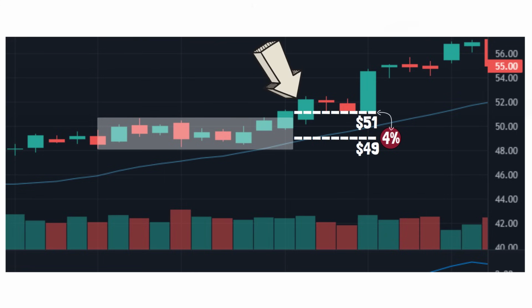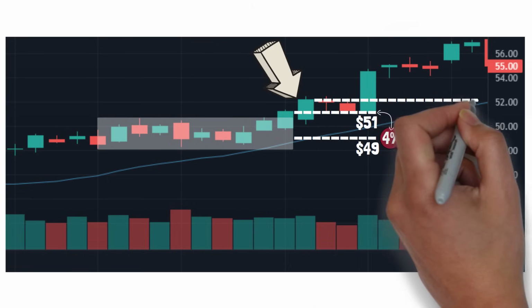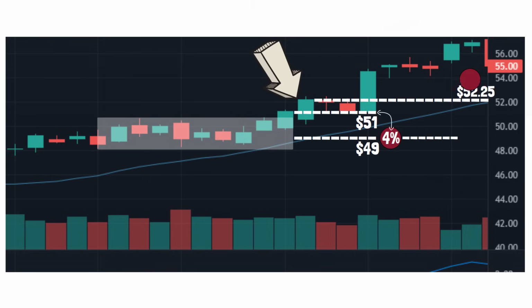If, however, we waited for the following week for confirmation, we would have entered at a higher price of 52.25, resulting in a stop-loss distance of 6%. This equates to an extra 50% of risk, and as we find out shortly, such a variation can have a significant impact on returns in the long run.